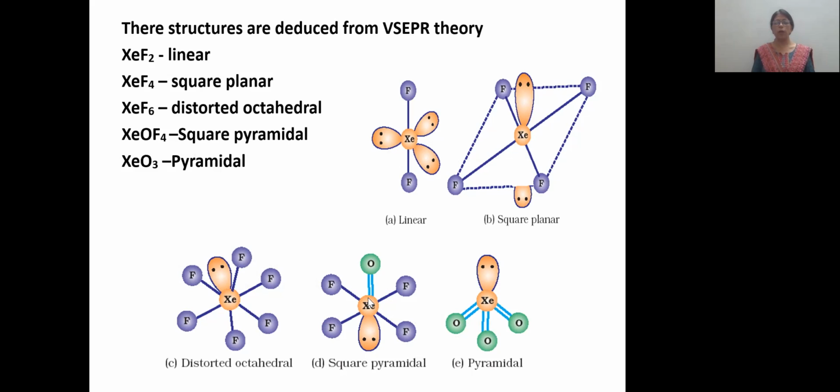Xenon oxyfluoride is square pyramidal. Again, here you have to pay attention that there is a double bond between xenon and oxygen. And again, there is a lone pair of electrons on xenon. This is square pyramidal. Then xenon trioxide, it is pyramidal. And between all the xenon and oxygen, there is a double bond. And xenon again has a lone pair of electrons.